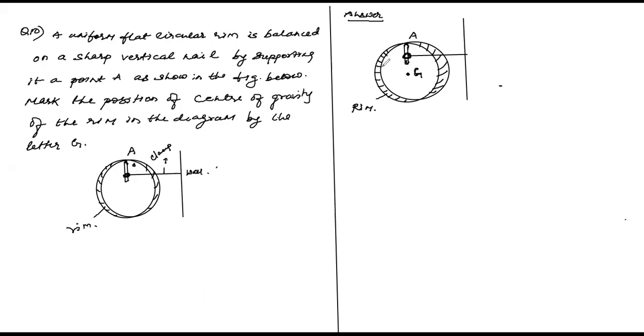So I draw the diagram once again. You can see here, it's balanced. It's as good as suspended at point A. And whenever an object is suspended, always remember the center of gravity lies just below the point of suspension. So below the point of suspension, at the geometrical center of the rim, it is below the point of suspension.